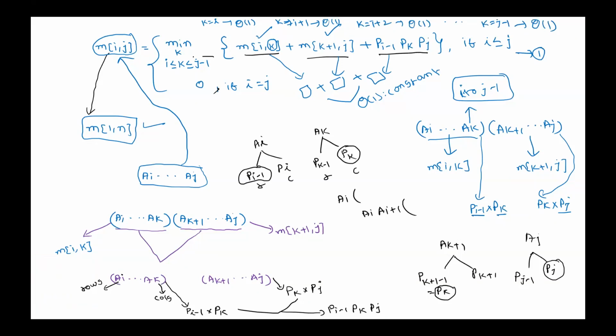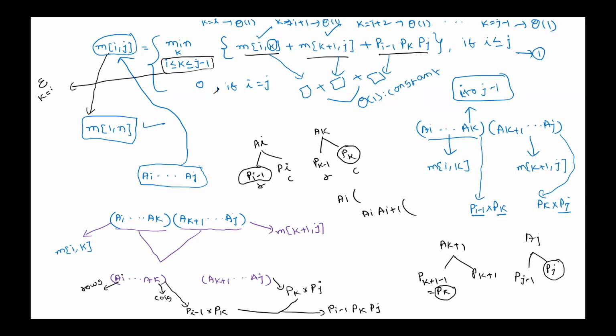How many times are we performing this operation? When k equals i, we are performing. When k equals i plus 1, we are performing. When k equals i plus 2 also, we are performing. When k equals j minus 1 also, we are performing. That means how many times are we performing this operation?